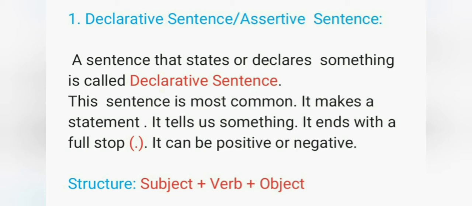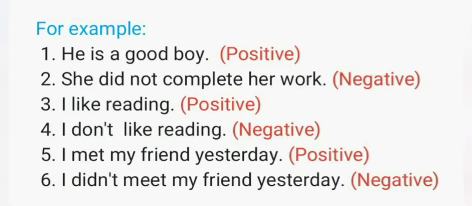It ends with a full stop. It can be positive or negative. Clear? And the structure is subject plus verb plus object. This is the structure of a declarative sentence, and it is also known as an assertive sentence. Clear? For example, he is a good boy.